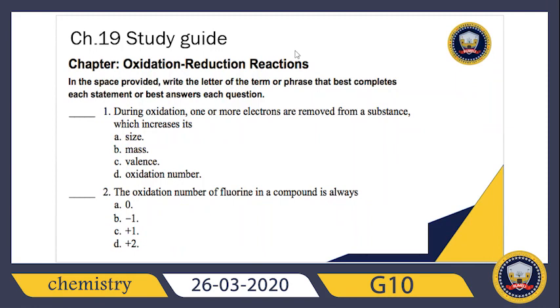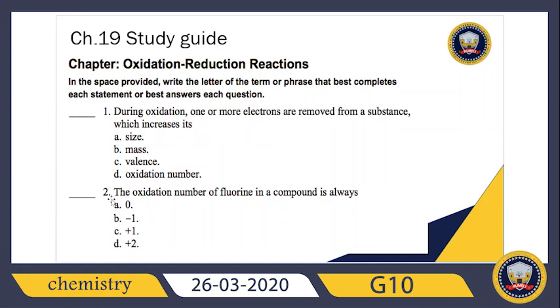So chapter 19 study guide about the oxidation reduction reactions. So look at the first question. He's asking, during oxidation, now we said what is oxidation before. It is loss of electrons. One or more electrons are removed from a substance, which increases its what? Okay, in oxidation increases what? Okay, I will give you a second to guess. Okay, it increases its oxidation number. Okay, we said in oxidation, the oxidation number increases.